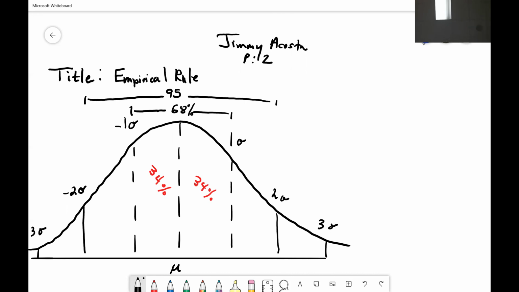95. 95% of the data. And a key word here is the word about. You don't have to write it there, but just to remind you, about is the key word there.